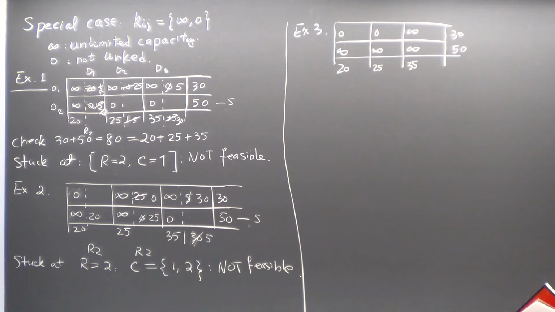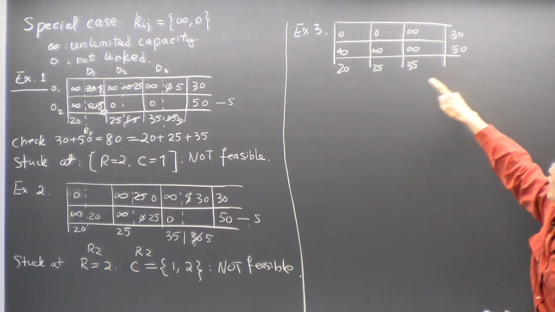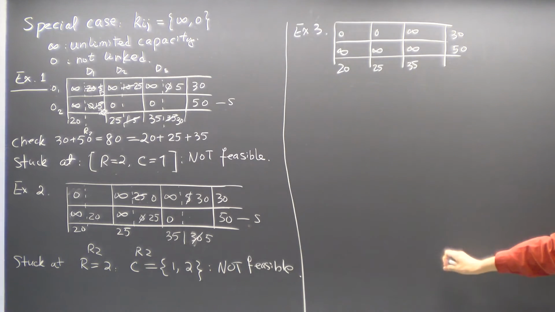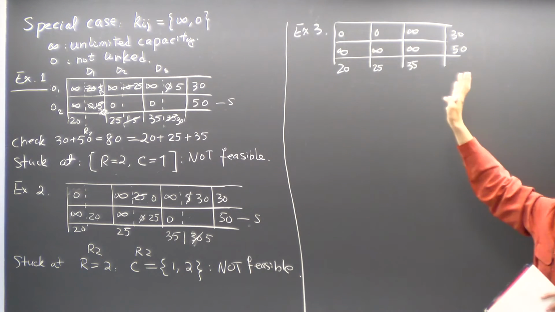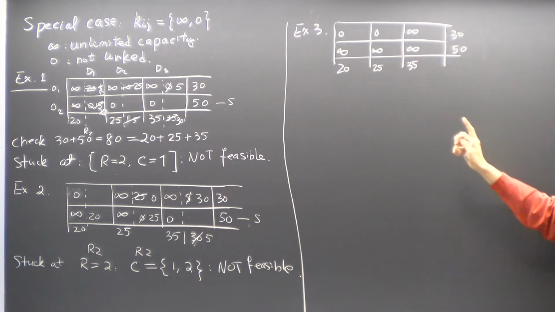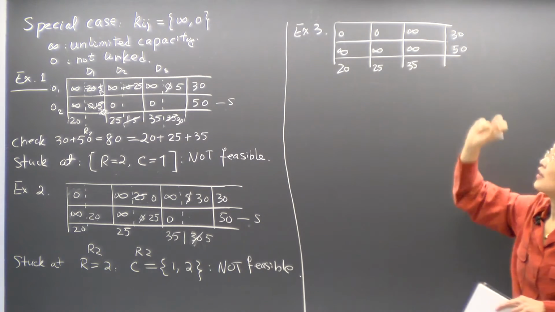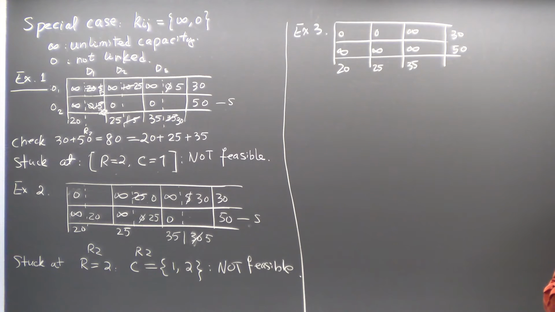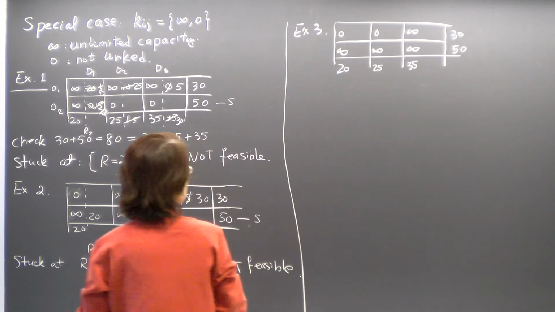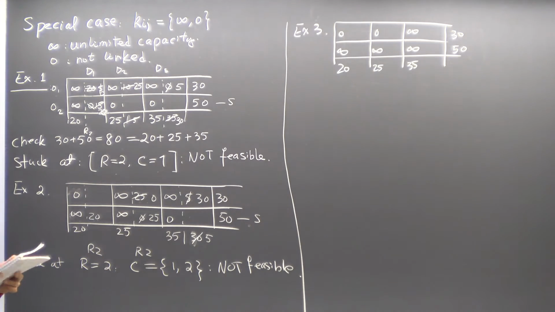So as you might have noticed, these three examples all have the same supply and the same demand. I'm just trying to find a feasible solution by saying which is connected to which. Is that right? Okay. It's my sneaky way of sneaking it in, and you'll see why.